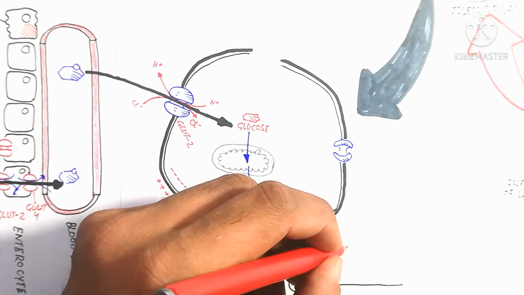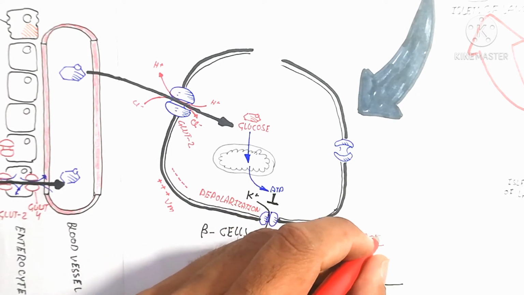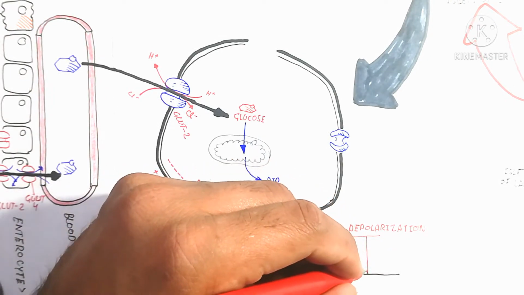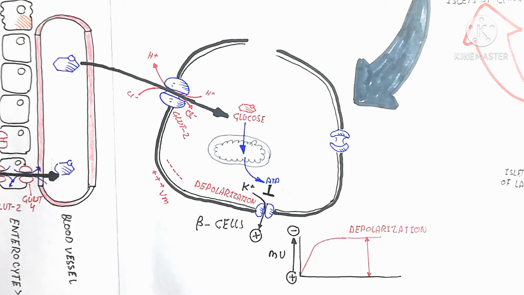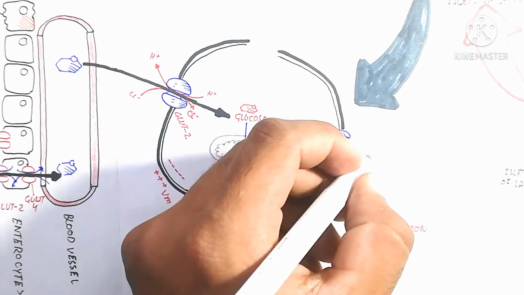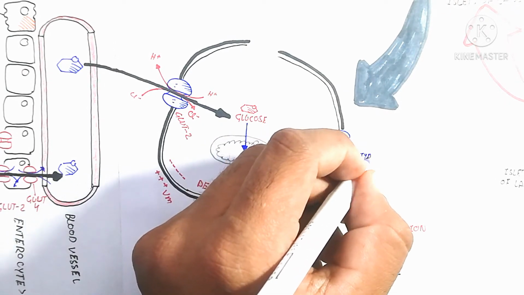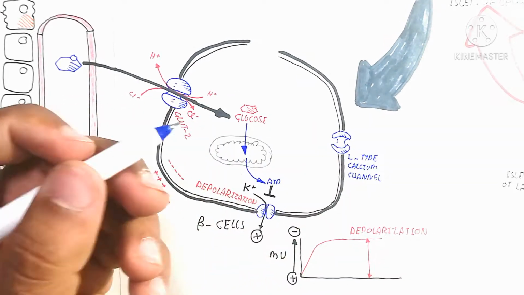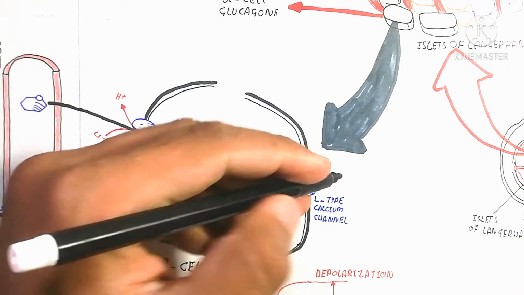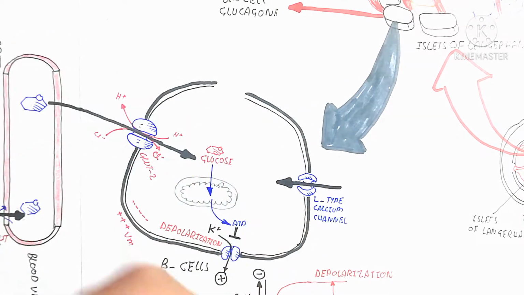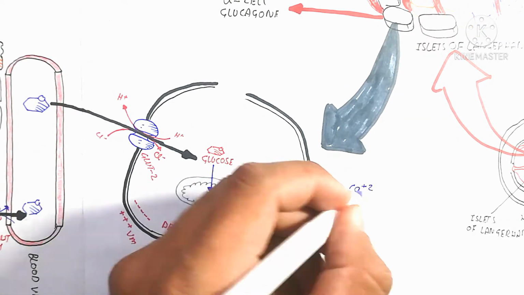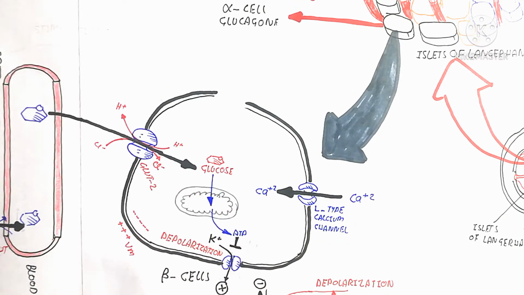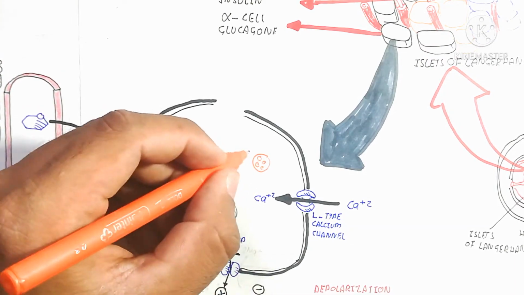This depolarization, positive going into negative inside, creates the opening of another channel known as the L-type calcium channel, or L-type gated channel. So here is the calcium channel which will open and calcium moves inside. And what is happening inside? Calcium moves inside to create a more positive charge because it is a positive charge.